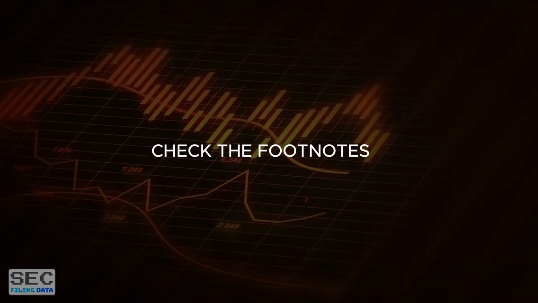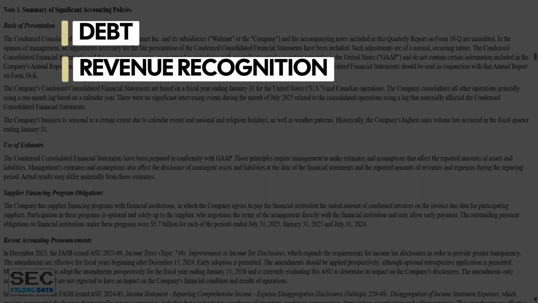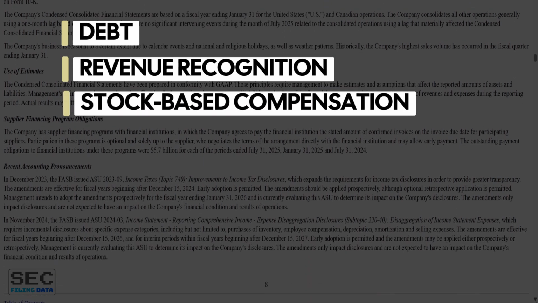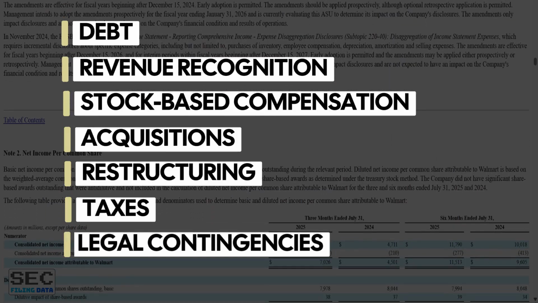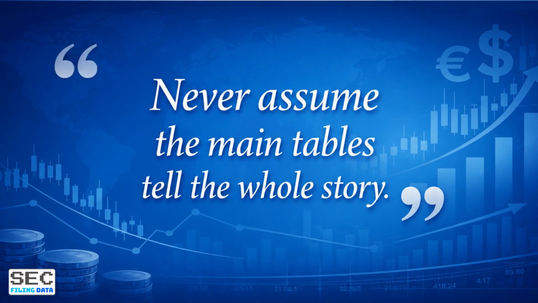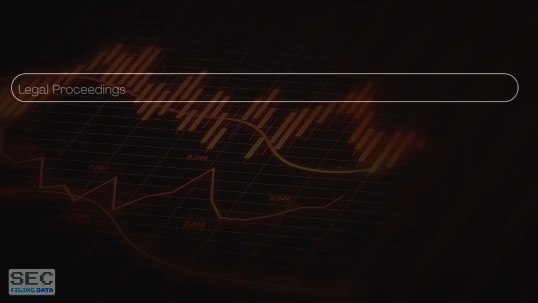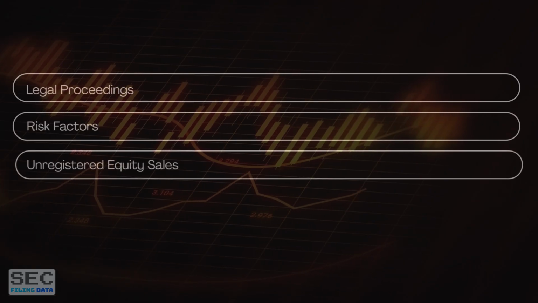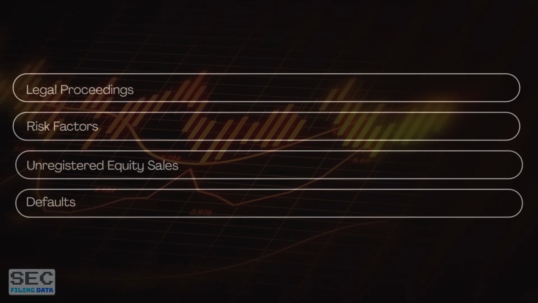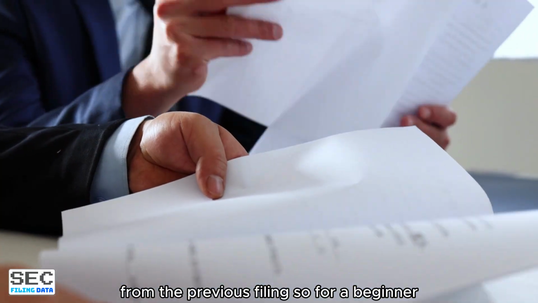Fifth, check the footnotes. Footnotes can explain debt, revenue recognition, stock-based compensation, acquisitions, restructuring, taxes, and legal contingencies. Never assume the main tables tell the whole story. Finally, review Part 2. Look for updates to legal proceedings, risk factors, unregistered equity sales, defaults, and other information when applicable. Pay special attention to what is new or changed from the previous filing.